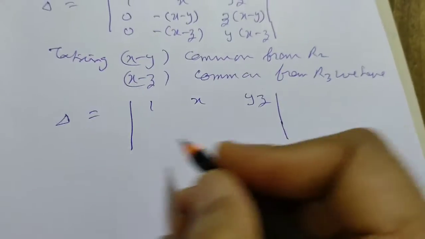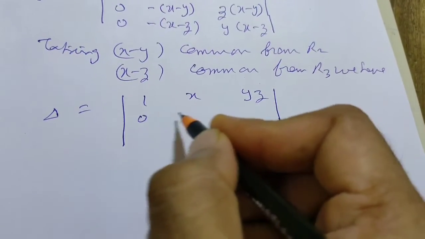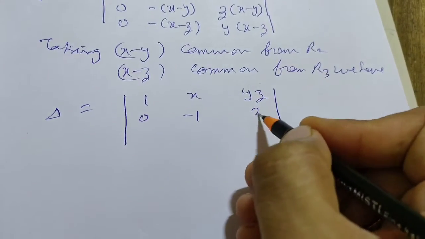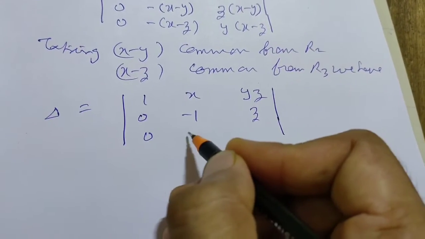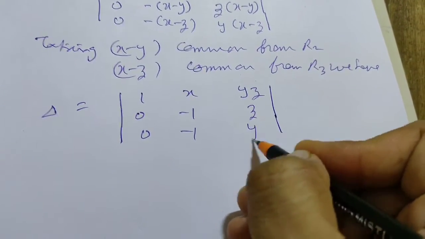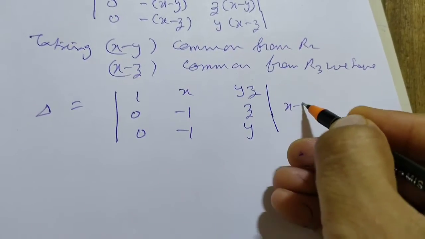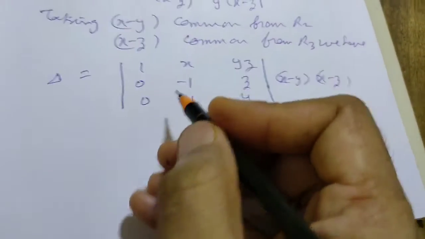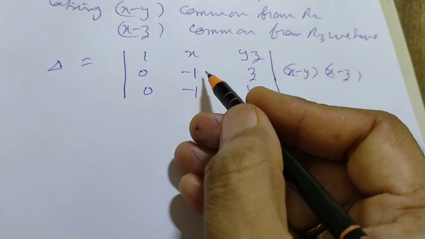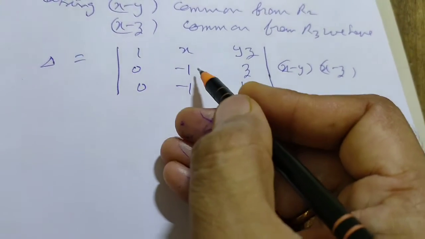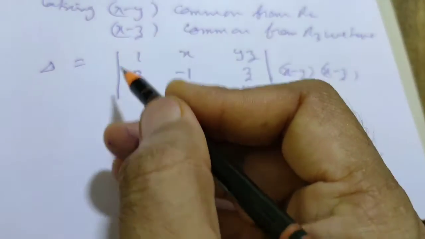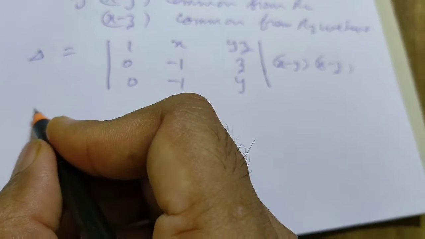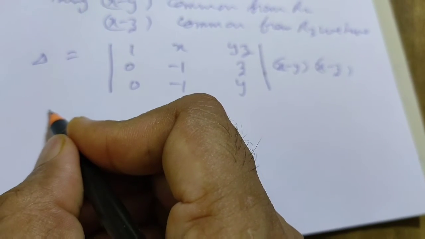1, x, yz. Here 0, minus 1 and z. 0, minus 1 and y. And what has come out? x minus y and x minus z. Now from R2 we shift R3, then we will get one more zeros. We can expand here also, but if you bring more zeros, this is better. So let us apply that.